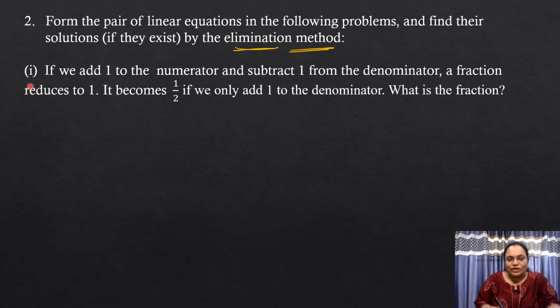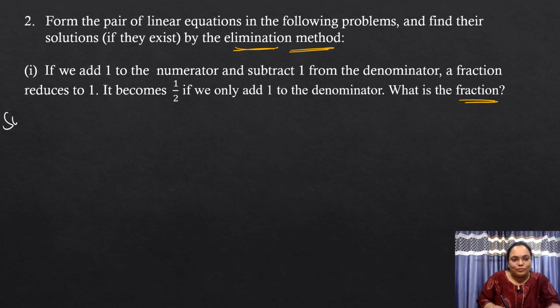So the first question is, if we add 1 to the numerator and subtract 1 from the denominator, the fraction reduces to 1. It becomes half if we only add 1 to the denominator. What is the fraction? So we need to find the fraction.